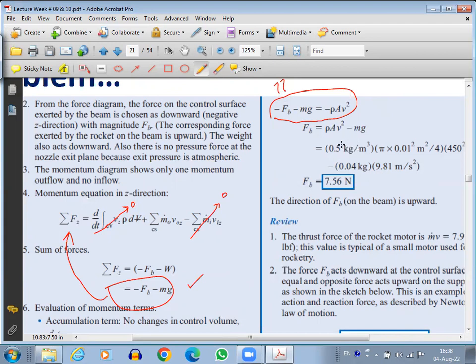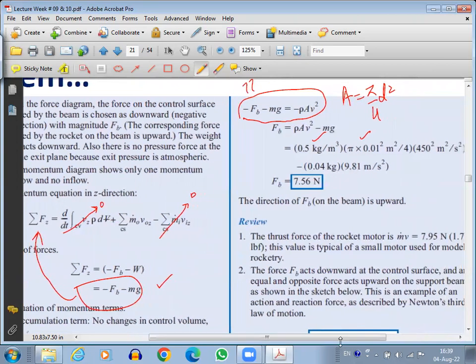Just substitute the values. We know density, we know area. Area would be what? Pi by 4 d square, since the diameter is given. So area is pi by 4 d square multiplied by the velocity square, minus m into g. So we're going to get how much is the force. So 7.56 Newton is the force needed to hold this rocket together.